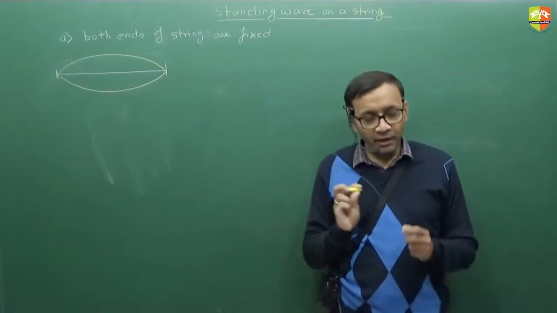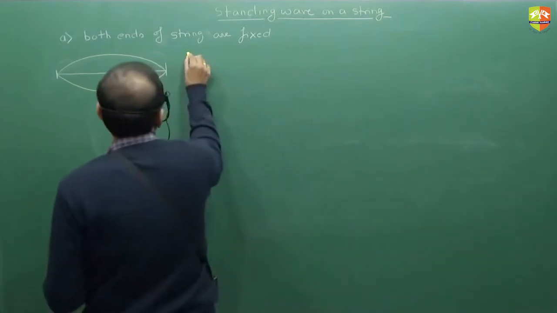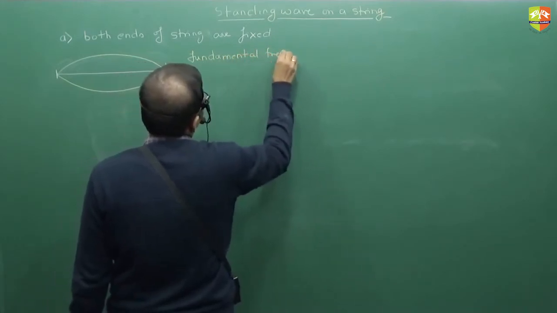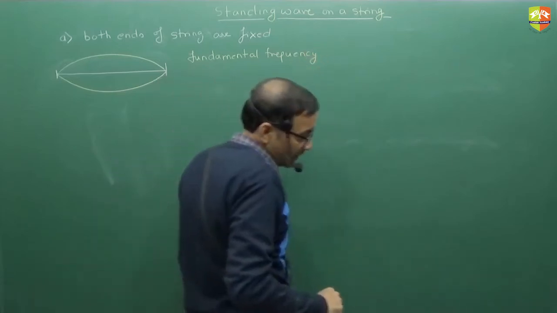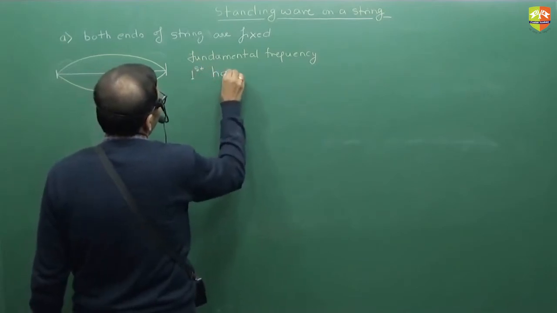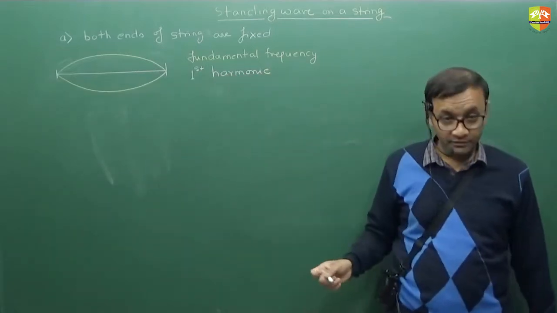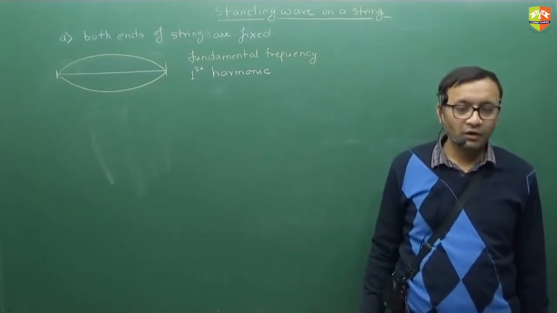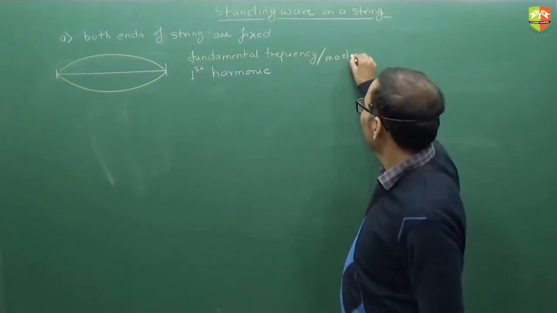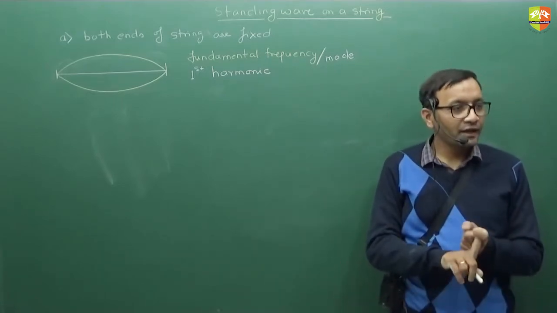In any structure, the minimum possible frequency is called the fundamental frequency. Please write down: this is the fundamental frequency. This is the common name. The IUPAC name is first harmonic. Do not take it literally. There are two names: fundamental frequency and first harmonic. Or you can say fundamental mode or first harmonic, fundamental mode of vibration. There are many names. So again, the fundamental is the least possible frequency of the standing wave that is possible.